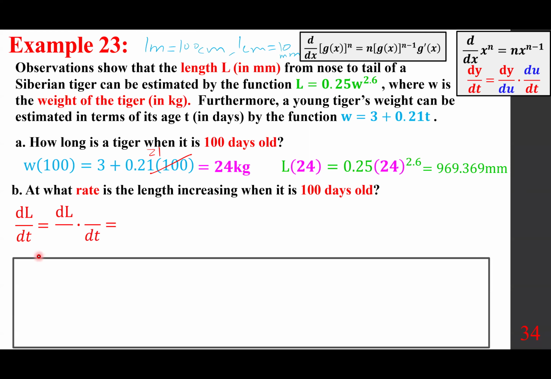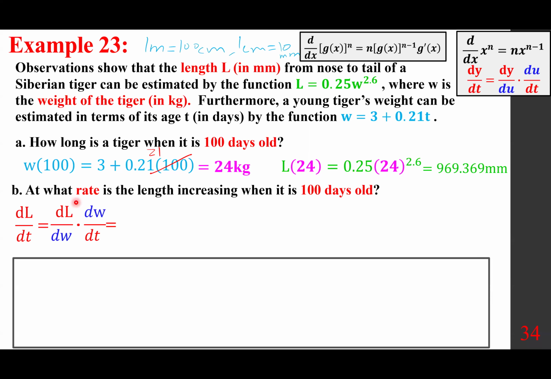So let me write it in this format, and I want to go to Leibniz's notation. dy/dt is dy/du times du/dt. So look at dL/dt here. What is the intermediate variable from L to T? It is W. That's why you put dW. To go from L to T, the intermediate variable is W.